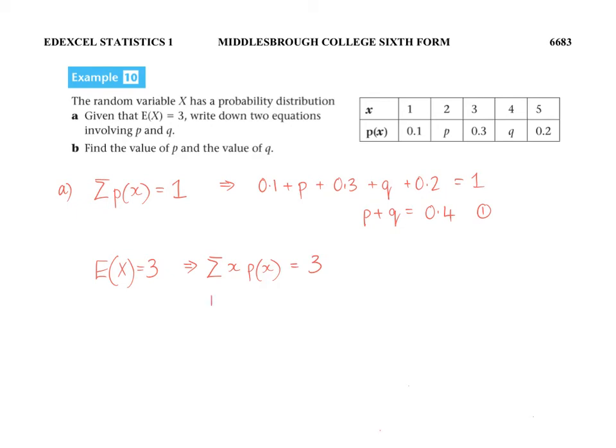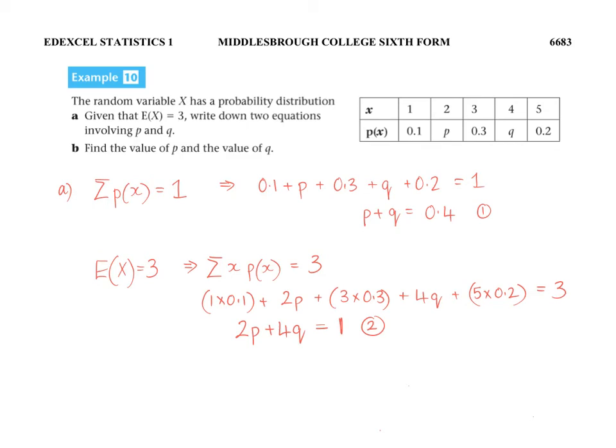So that tells me that 1 times 0.1 plus 2 times P plus 3 times 0.3 plus 4Q plus 5 times 0.2 is equal to 3. So we simplify that again, and we're going to get 2P plus 4Q is equal to 2. So we get 2 on that side, so 3 take away 2, which is 1. So we'll call that equation 2.